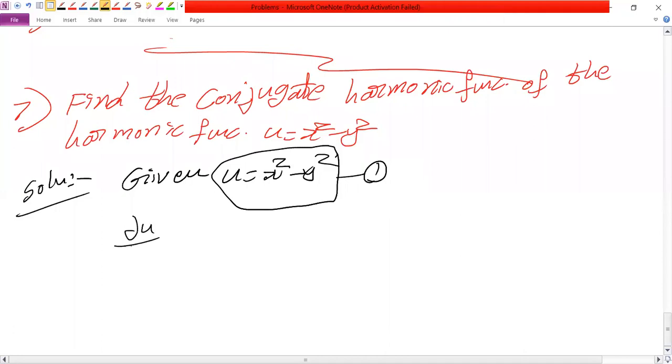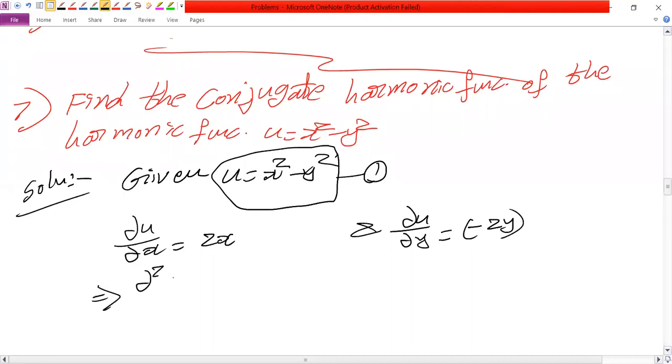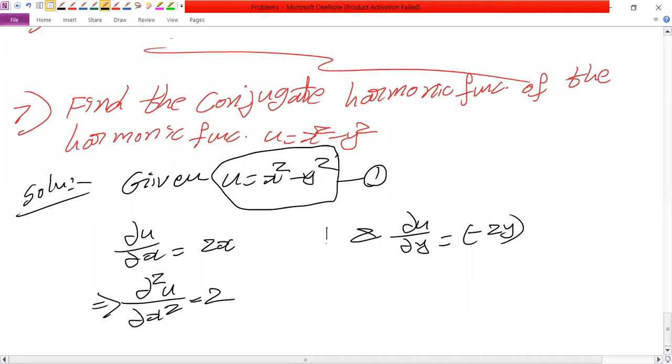Finding dou u by dou x. What is the partial differentiation of u with respect to x? 2x only. And also finding dou u by dou y. What is the partial differentiation of u with respect to y? By treating x as constant, minus 2y. And also find the second order partial derivatives. That implies dou square u by dou x square is equal to 2, and in the same manner, the second order partial derivative of u with respect to y, dou square u by dou y square, is equal to -2.